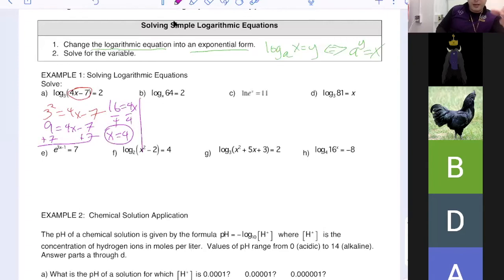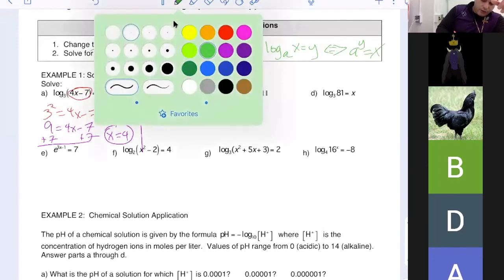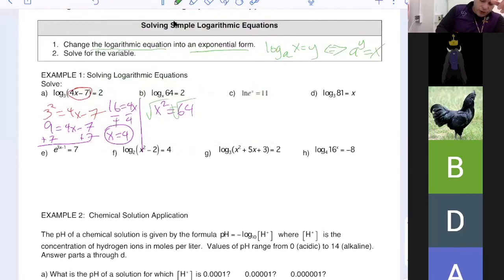Same here for b: x to the second power is equal to 64. Now we solve. Take the square root of both sides. Don't forget plus or minus. So x is equal to plus or minus 8. But one of these does not work. Which one does not work? Right, I can't have a negative 8. So my only answer is x is equal to 8.